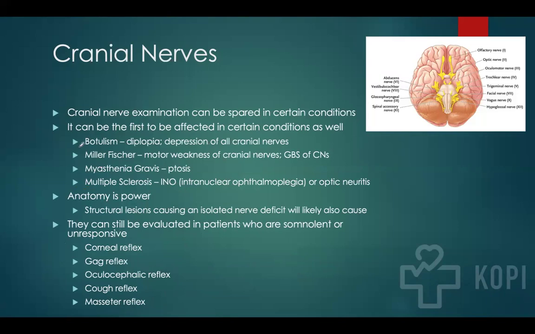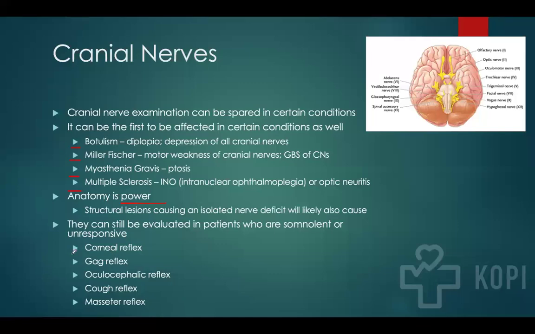Like I mentioned, there are certain syndromes that you want to be able to recognize: myasthenia gravis, multiple sclerosis, internuclear ophthalmoplegia, optic neuritis, all these conditions that can potentially present as isolated cranial nerve deficits. So, as one of my old instructors used to tell me, anatomy is power. If you have a good understanding about where the cranial nerves are, and you notice a deficit, and you're concerned about an isolated lesion, then it can give you some degree of understanding of where the actual lesion would be.